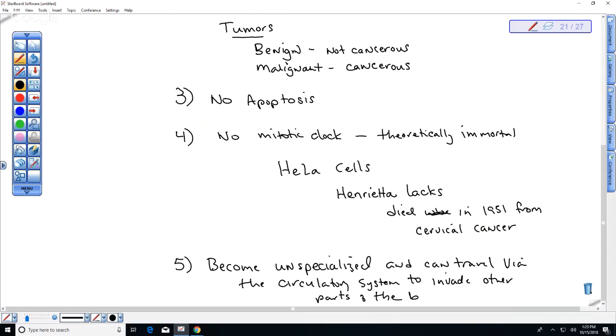This has a name. What has the cancer done if it gets into the circulatory system? What is the word? Does anybody know? Metastasized. Excellent. Oops, can I spell that? Metastasized.